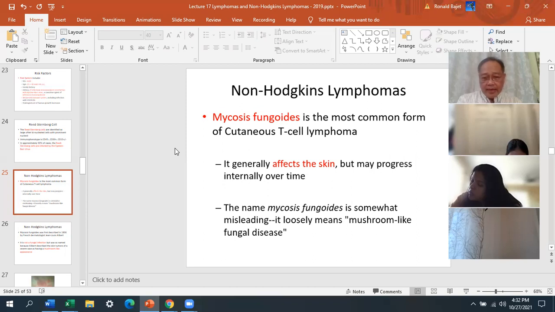The name is actually a misnomer, because it's misleading. It means literally mushroom-like fungal disease. Mycosis fungoides, it's like a mushroom-like fungal disease. This is not a fungal disease at all. It's not a fungal infection, and it's not of any kind of fungal origin. It's only named that way because of the appearance. It's a mushroom-like fungal disease, but it has nothing to do with fungal disease. So that's why it's misleading.